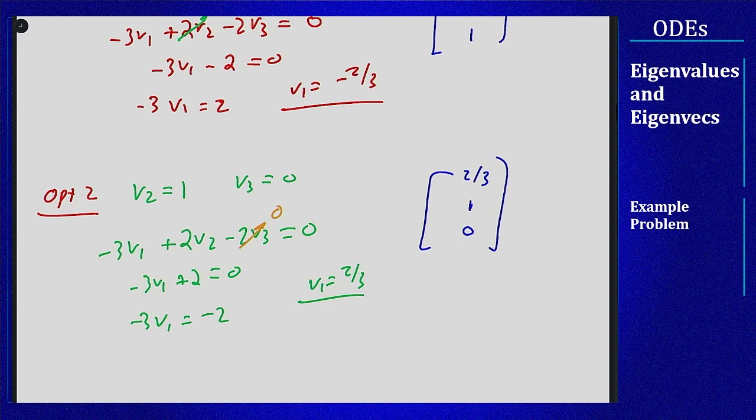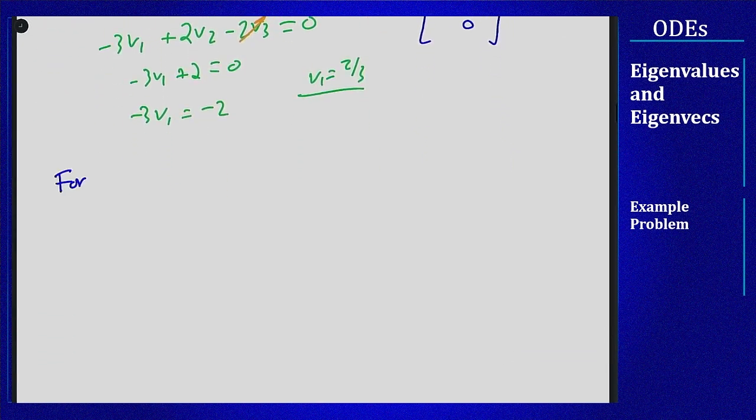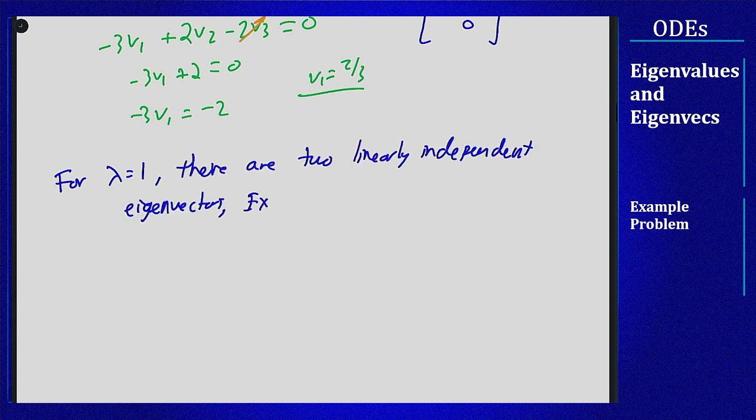So what do I conclude from all of this? Well, I conclude that for lambda equals minus 1, there are two linearly independent eigenvectors. Examples are the two that I gave: minus 2/3, 0, 1, and 2/3, 1, 0. Now, it turns out that these eigenvectors form a two-dimensional space of vectors. So any linear combination of these two is still an eigenvector for the same eigenvalue.